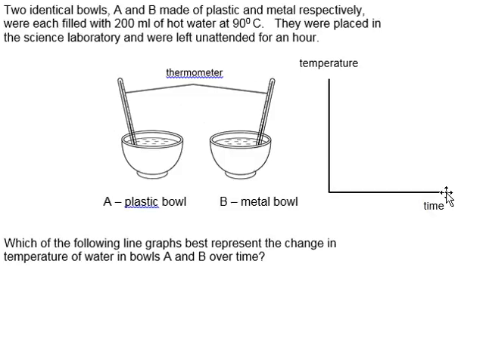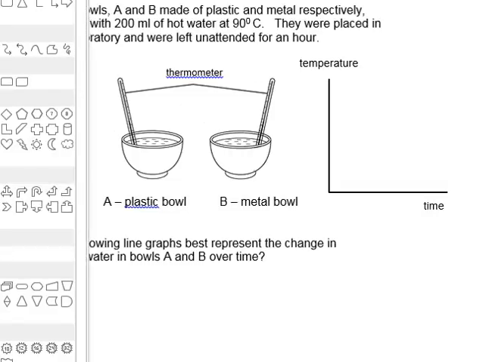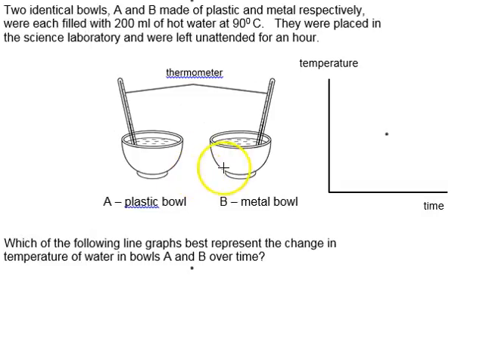So both water are placed in a bowl, but one is made of plastic and the other is made of metal. We know metal is a good conductor of heat. What this means is that it allows heat to travel from inside the bowl, from the hot water, to outside the bowl into the air.